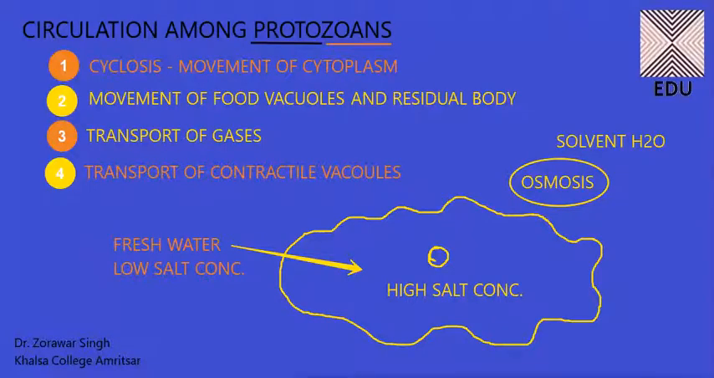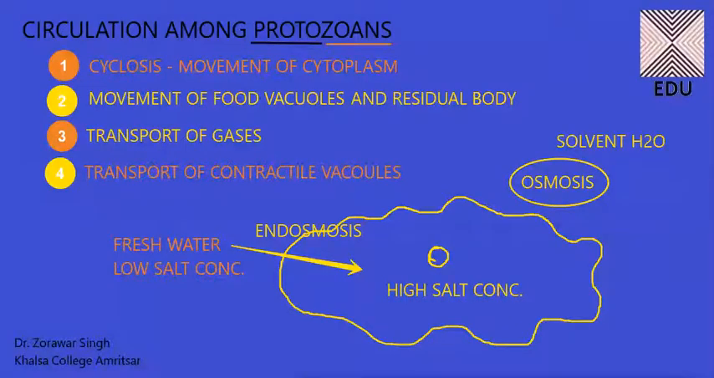Low salts, high water amounts. But if we take the inside condition, we have high salts but low water. Osmosis is the movement of water, so it will be from higher to lower amounts. We have a high water amount outside the amoeba, so it will be coming towards the inside. This process is called endosmosis. Endo means it is coming inside the amoeba. If it is exosmosis, it is going out of a cell.